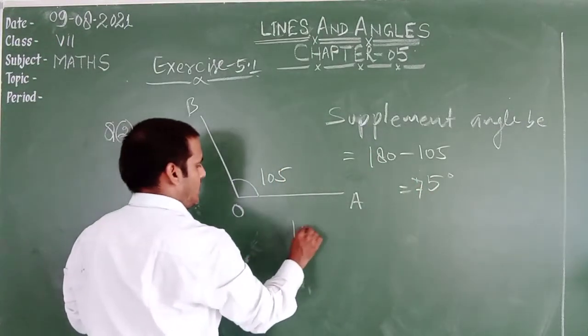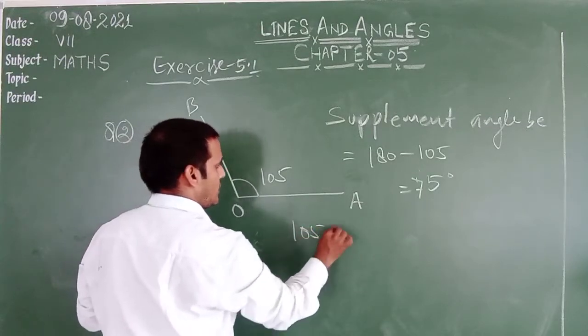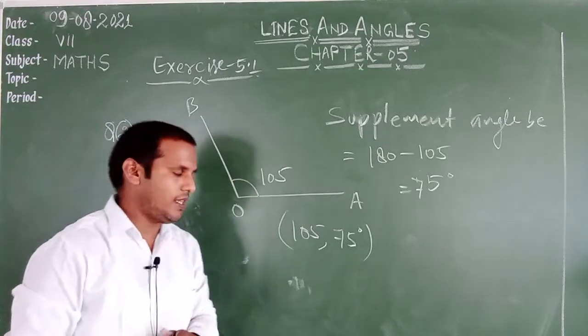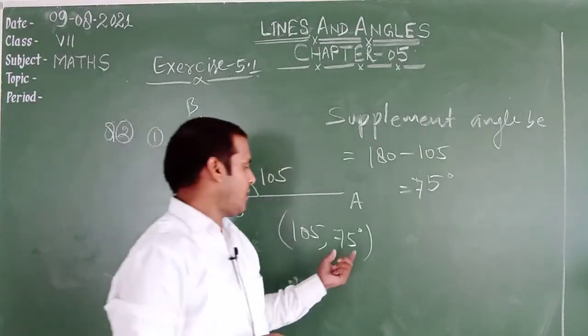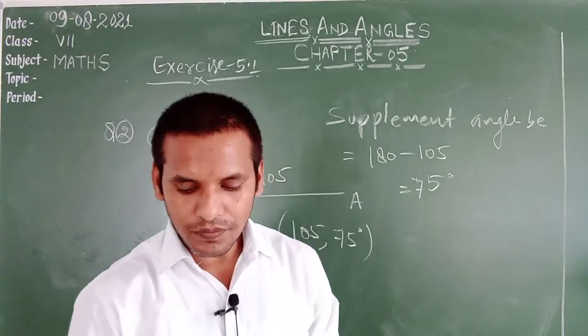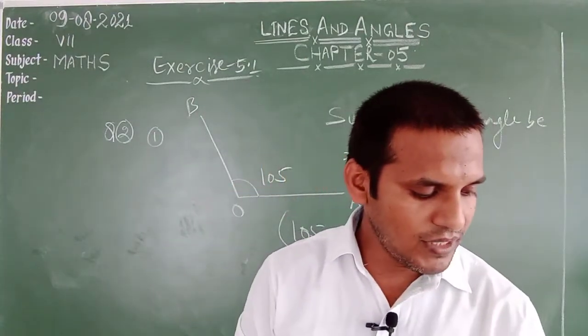It means when we add 105 to 75, we will get 180, or we can say 105 is the supplement of 75 or 75 is the supplement of 105. Okay, that was question number two.